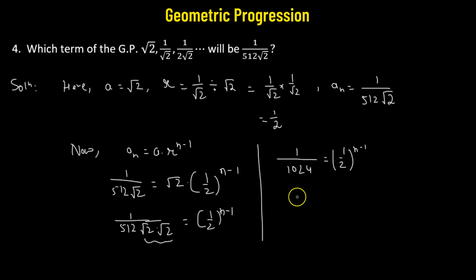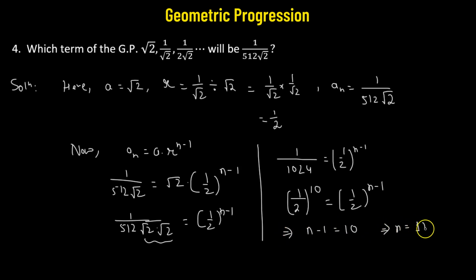Now 1024 is 2 raised to the power of 10, so we can simply have half raised to the power of 10 equals half raised to the power of n minus 1. So equating the powers, we have n minus 1 equals 10, which implies that n is equal to 11. That means the 11th term of our given geometric progression is going to have a value 1 over 512 times square root of 2.